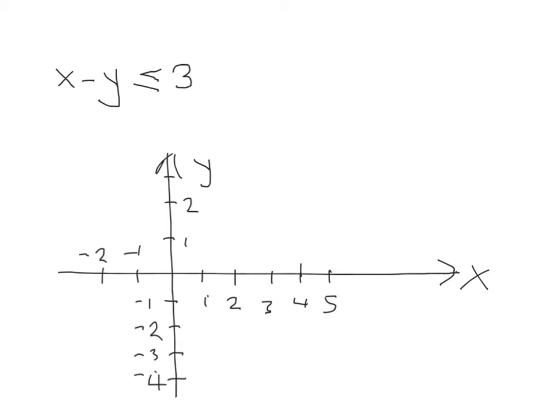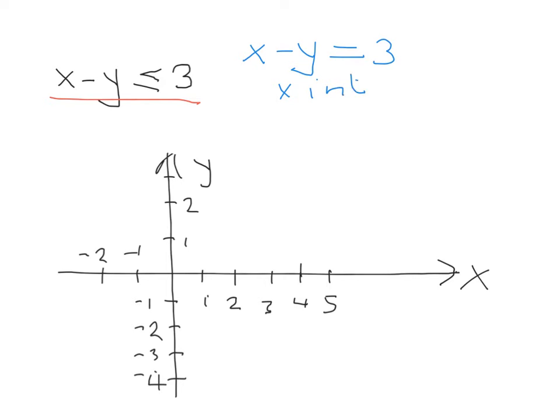In the first example, we're graphing x minus y is less than or equal to 3. To begin with, what I recommend is replacing the inequality with an equality and graphing the line that way, just as we did in the last unit. So to graph any line, we generate 2 points, usually the x-intercept by letting y equal 0 and the y-intercept by letting x equal 0. So let's find those 2 points.